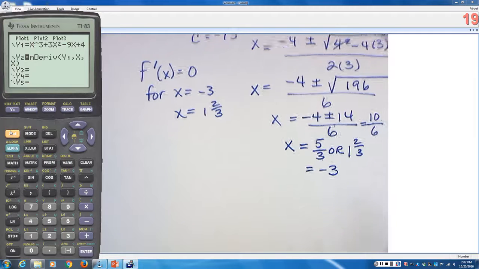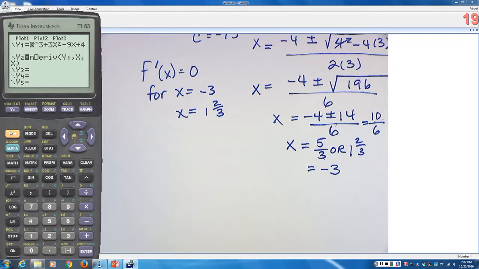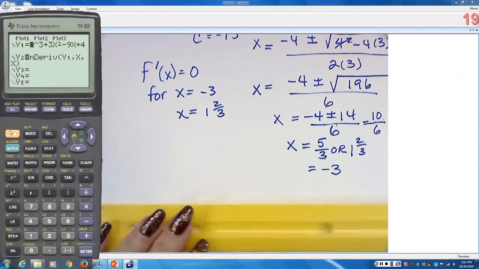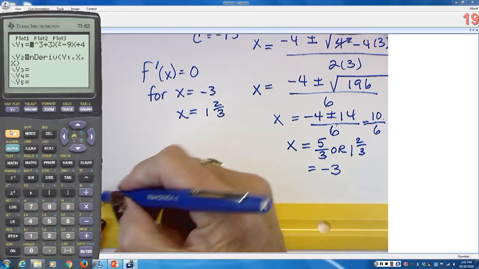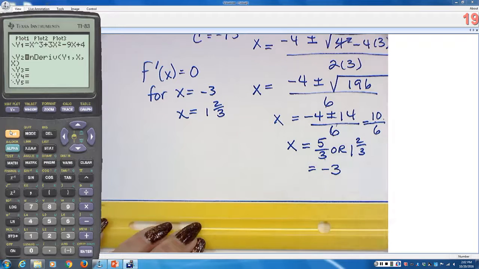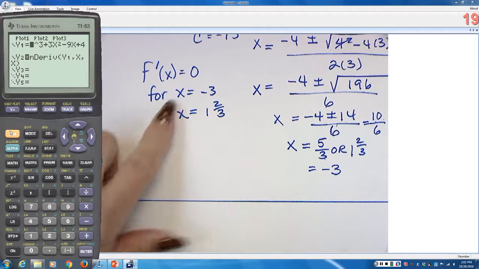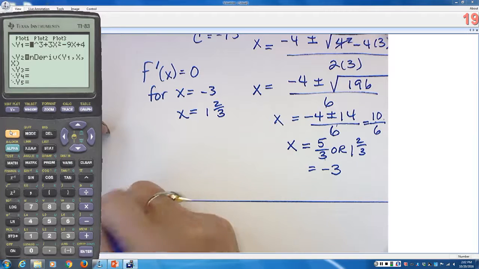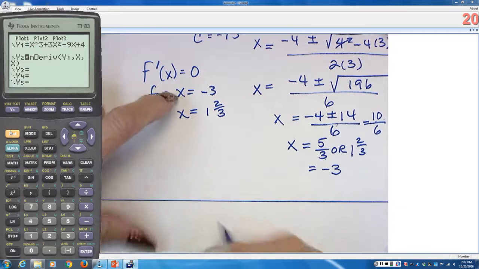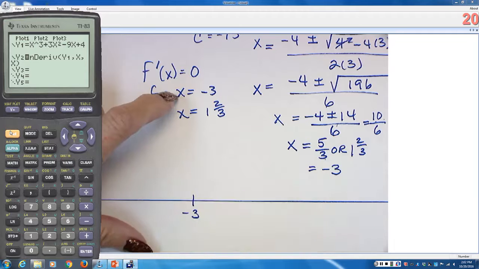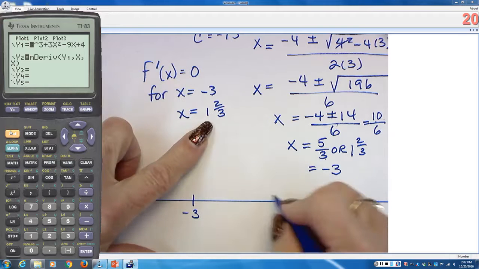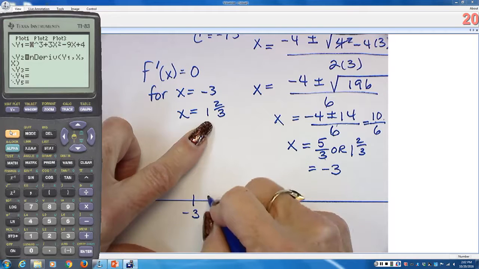So y'all can start feeling sorry for me now because this is the way I had to do all these graphs. No graphing calculator. I get a number line and I plot on that number line the value x equals -3, the value x equals 1 2/3.